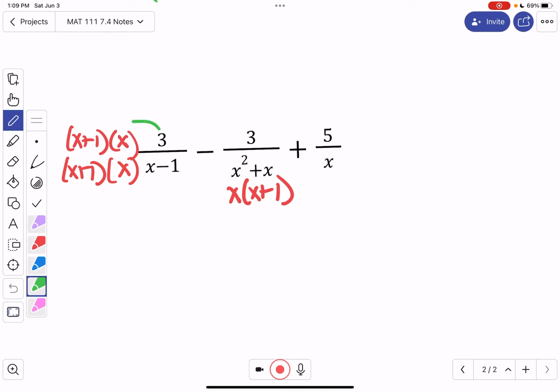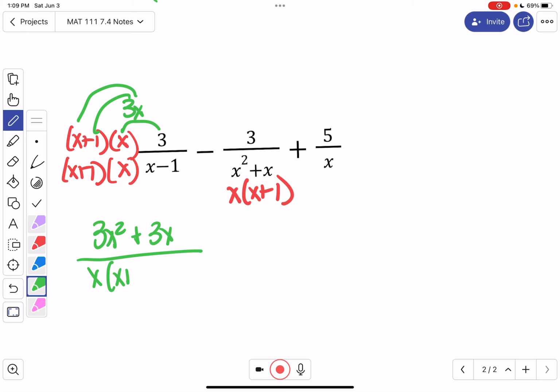So if I multiply 3 by x, we get that. Then we distribute. 3x times x is 3x squared. 3x times 1 is 3x. That's going to leave our bottom with x plus 1, x minus 1. Now let's do the middle. The middle has an x and an x plus 1, but it needs an x minus 1.